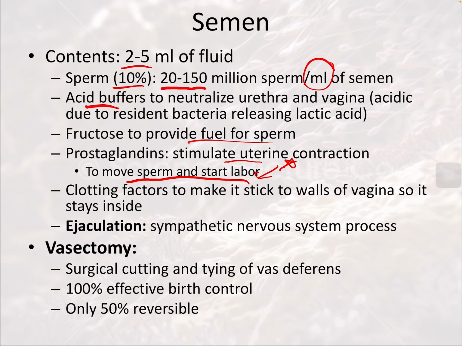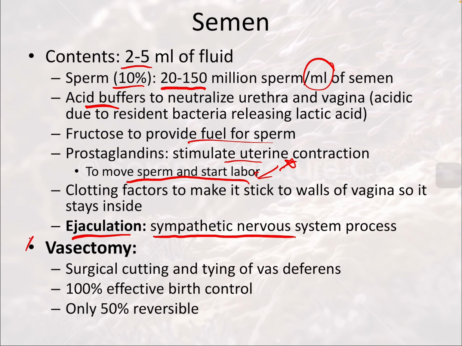And then finally, that ejaculation process is a sympathetic process. And as we talked about with the autonomic nervous system, erection is parasympathetic, whereas ejaculation is sympathetic. So there's kind of this blending of the two systems that we don't normally see very often.